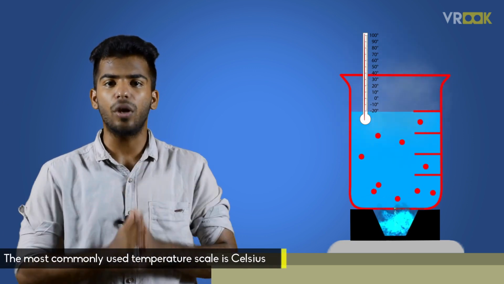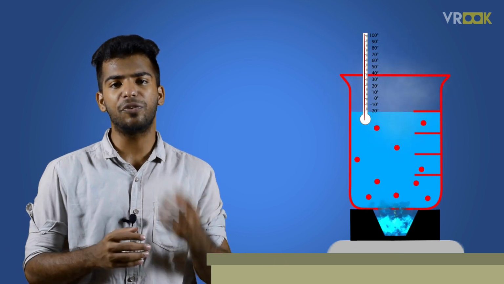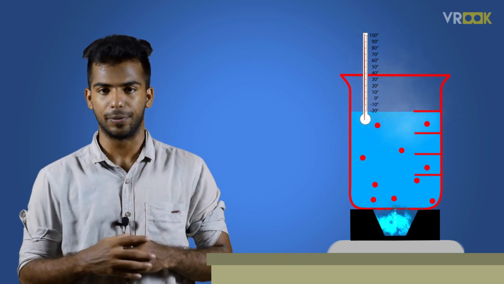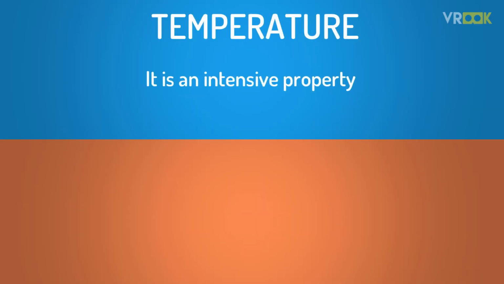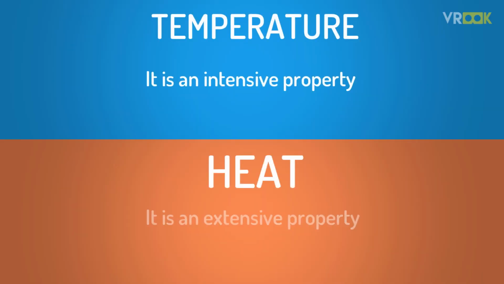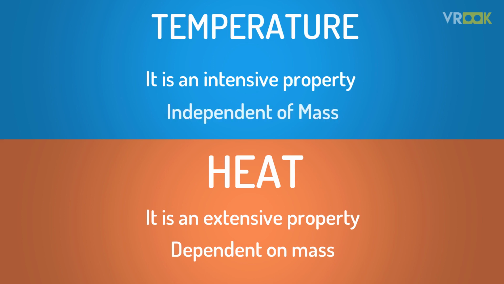Now, it is important to understand the difference between heat and temperature. Temperature is an intensive property and heat is an extensive property. Recalling that extensive properties are dependent upon the amount of substance, while intensive properties are independent of quantity.